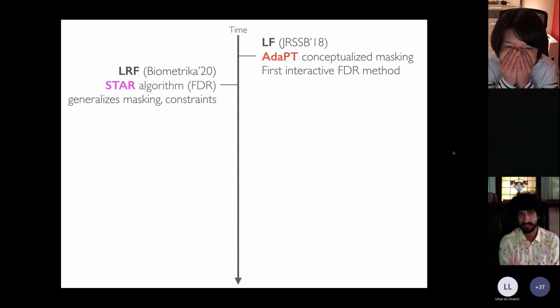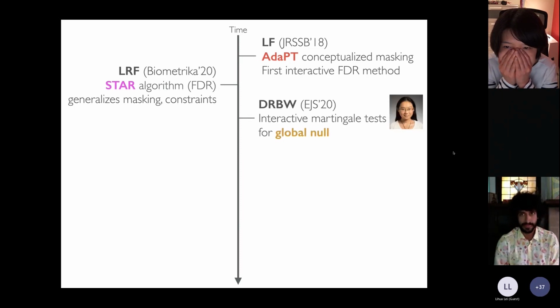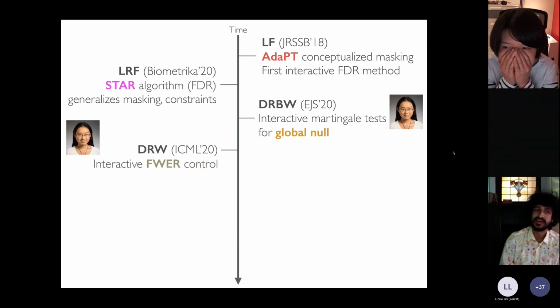So the previous slide had one example of a masking function, but it turns out that there's a huge class of masking functions that you could use for these algorithms, and they have different benefits and trade-offs, and you can impose constraints. So if you want your final output set to satisfy some constraints, then the STAR algorithm can achieve that. You can move away from FDR control. You can have interactive tests for testing the global null. Again, the advantage is you can use covariates, and you can use your prior knowledge, and you can do all of these things, but still get correct type 1 error control for global null testing while maintaining interaction. You can extend this to family-wise error rate control.